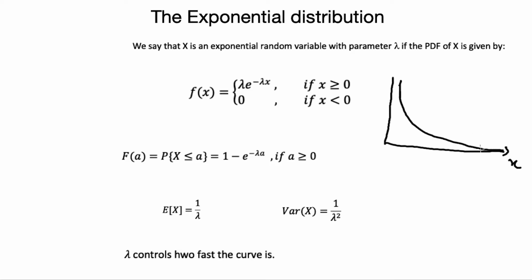It converges to 0, and its CDF, F(a) equals P(X less than or equal to a), is given by 1 minus e to the minus lambda a for a bigger than or equal to 0. And its expectation is 1 over lambda, and its variance is 1 over lambda squared. It is important to note here that lambda controls how fast the curve decays. For example, if lambda is a big number, it will converge fast. However, if it is a small number, it will converge slowly, so it will take a lot of time to converge.